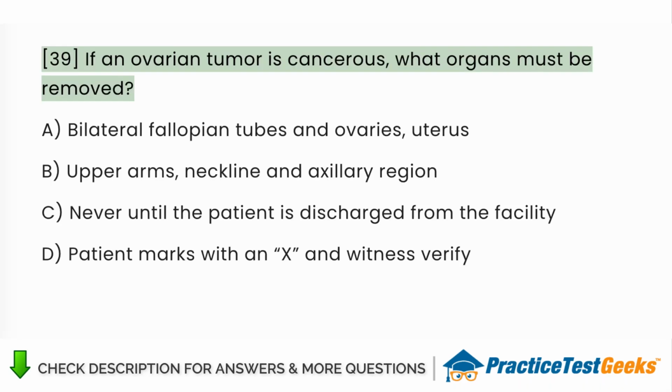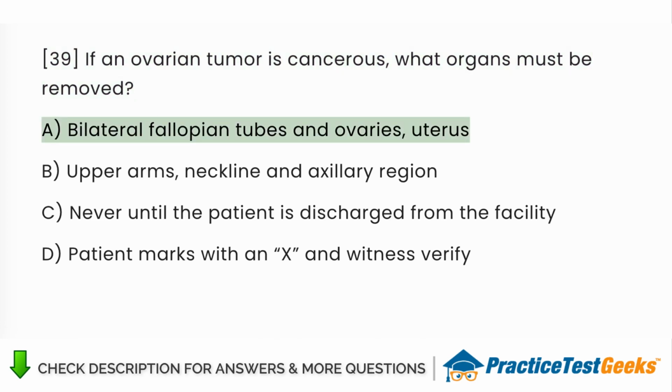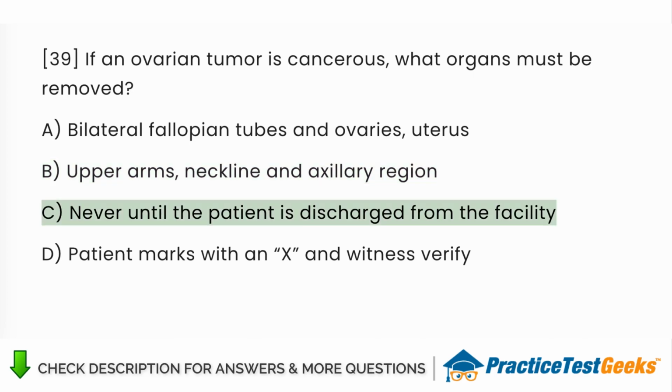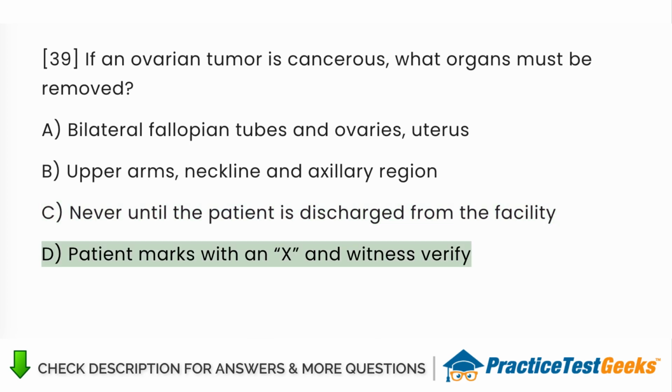If an ovarian tumor is cancerous, what organs must be removed? A. Bilateral fallopian tubes and ovaries, uterus. B. Upper arms, neckline and axillary region. C. Never until the patient is discharged from the facility. D. Patient marks with an X and witness verify.